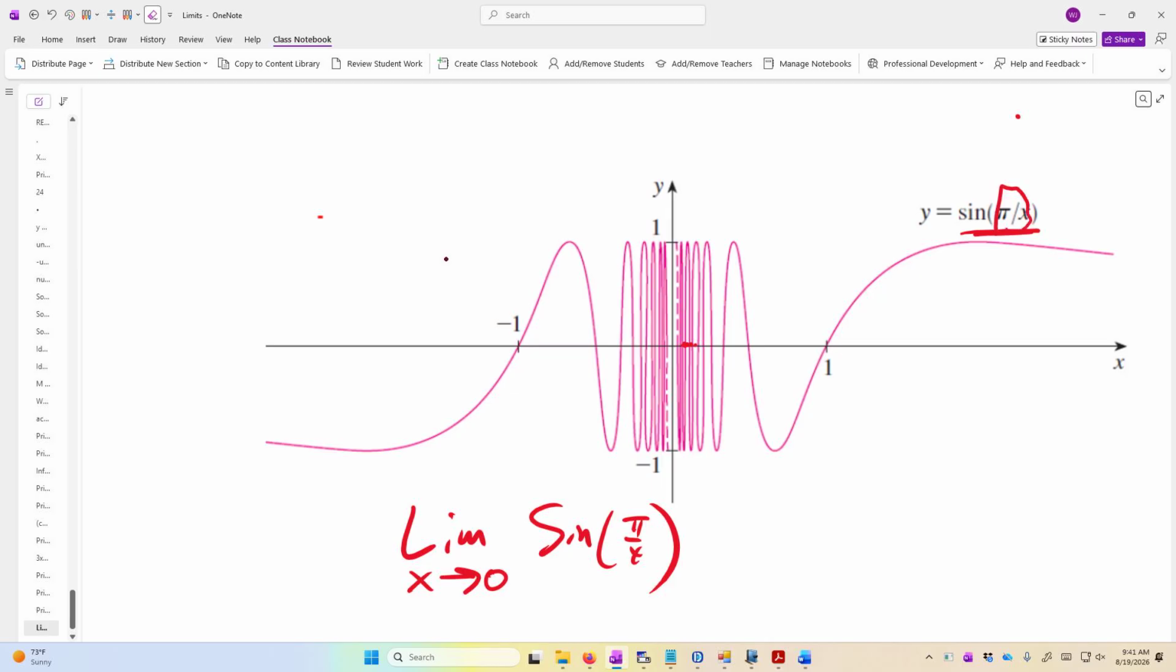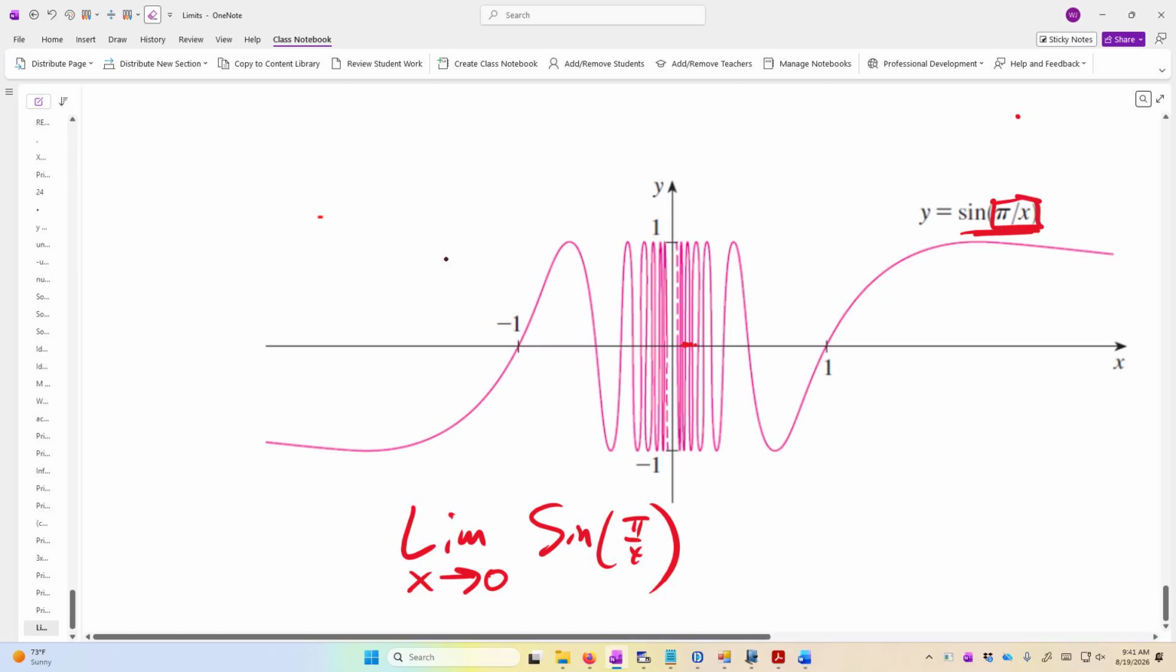So let's look at this. As x goes to 0, what's happening to this? What's pi over a very, very small number? Like pi divided by 0.00001 is a very big number. Very big. And the closer you get to 0, the bigger the number gets. And what is sine of a very, very big number? It just keeps doing this forever.